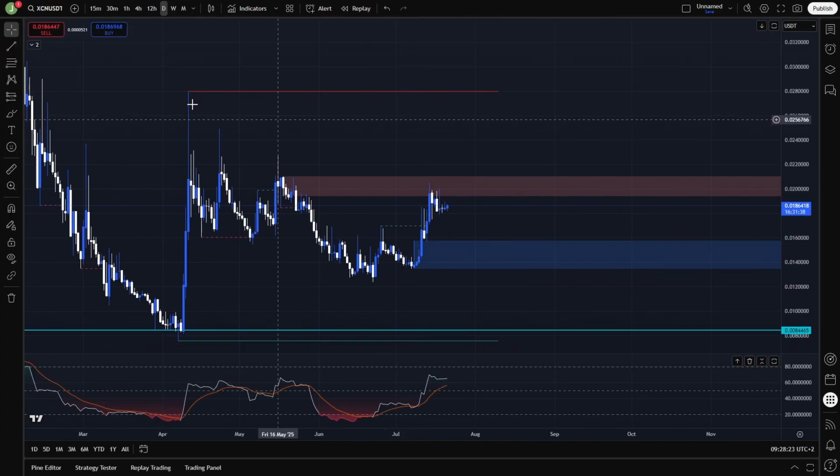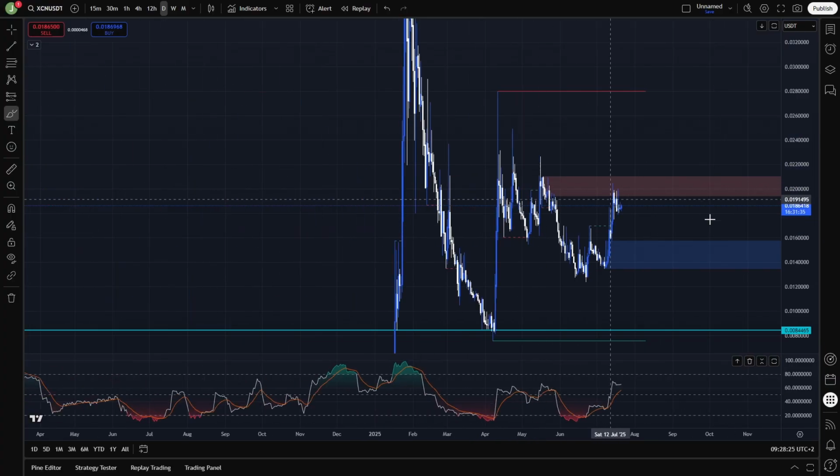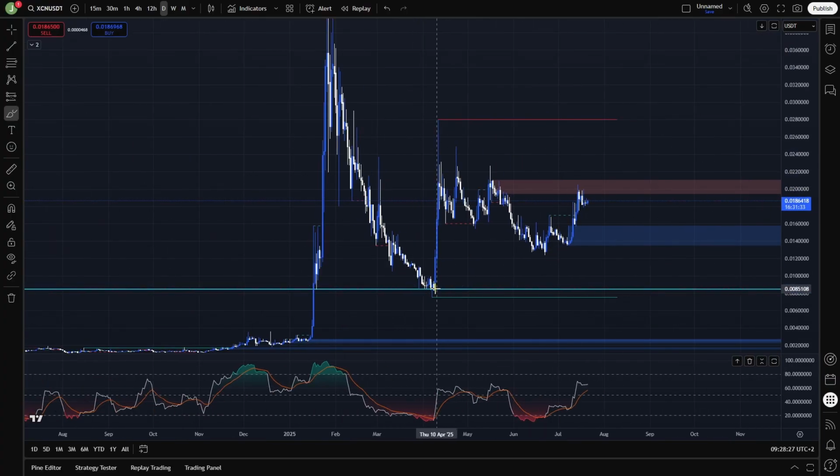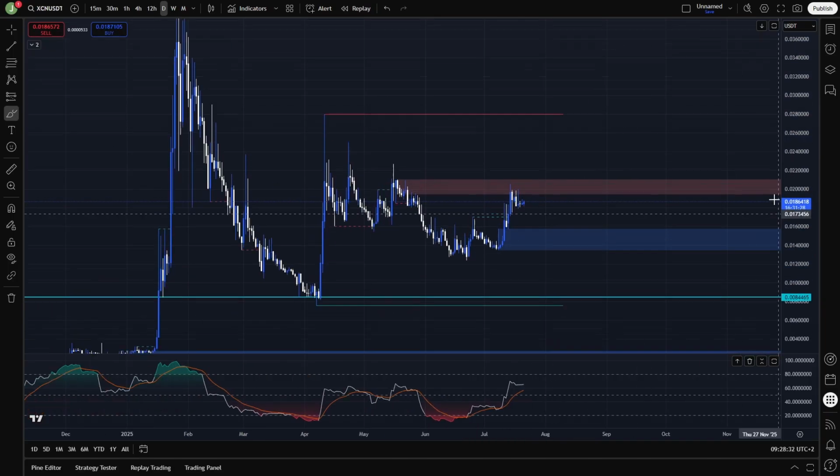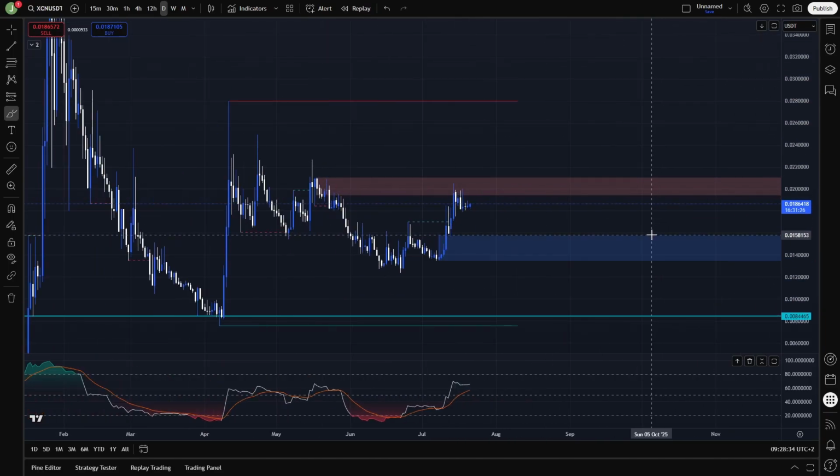But in the long-term perspective, I am definitely bullish on this coin, and for me this was most likely a dump of this previous correction. So the only potential trade that I am planning to take is probably a long position.